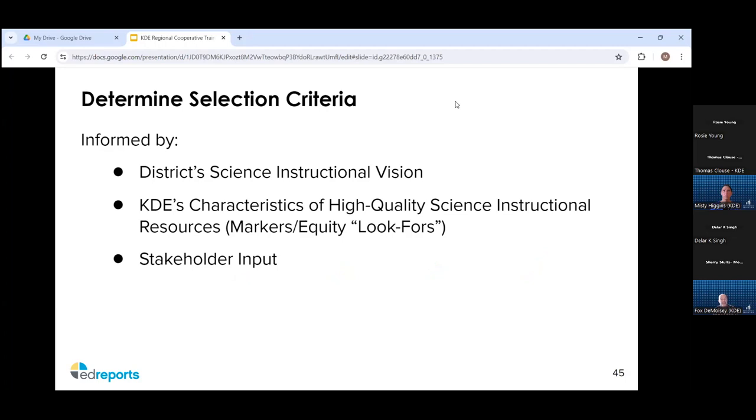So when determining selection criteria, a district curriculum team is going to draw upon their instructional vision, characteristics from the consumer guide, as we said a moment ago, specifically those markers and equity lenses, and then really be mindful of that stakeholder input. And all of this is distilled into what are hopefully a manageable set of criteria the curriculum team can then develop into a tool. This tool often takes the form of an organizer, and then they use that for evaluating the resources, but maybe even most importantly, as a place to hold some of that evaluative thinking as they go through the decision-making process.